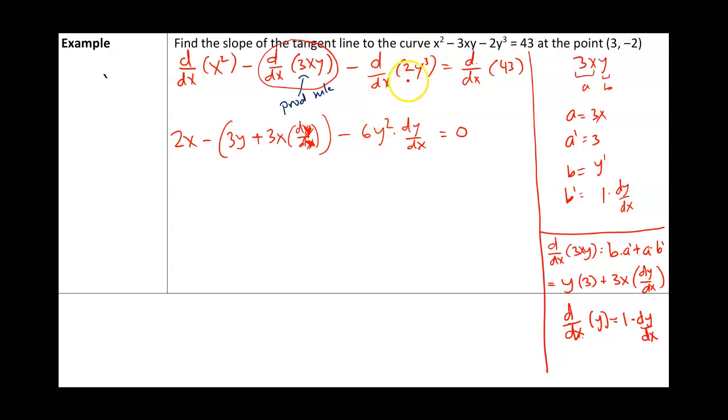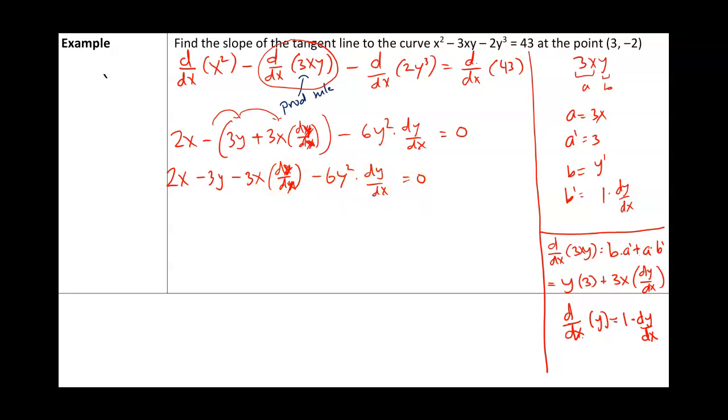But again, the input is x, the term is y. So we have a dy/dx. All right, let's keep going. Next thing we're going to do is distribute that negative. So we have a negative 3y, a negative 3x dy/dx. I don't know why I keep putting dx/dy. I'm sorry. It should be dy/dx. And then you have minus 6y squared times dy/dx is equal to 0.